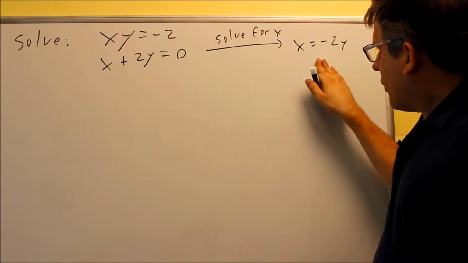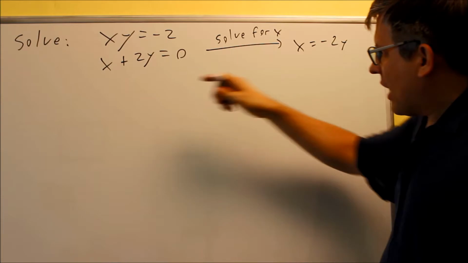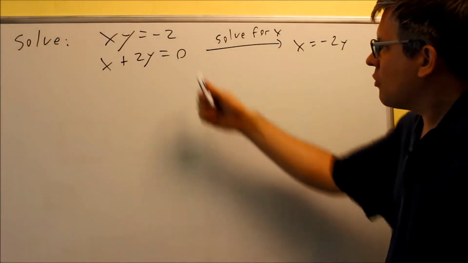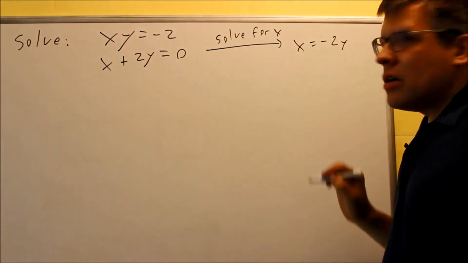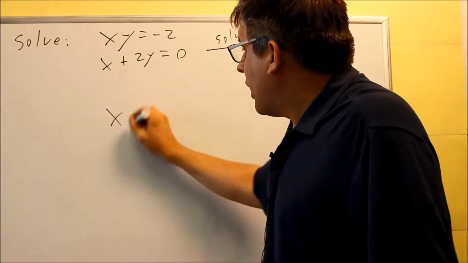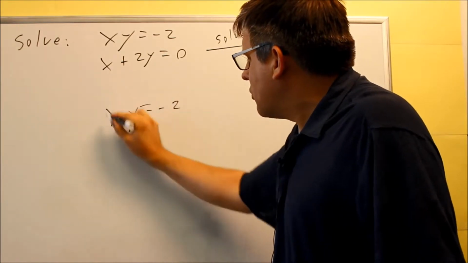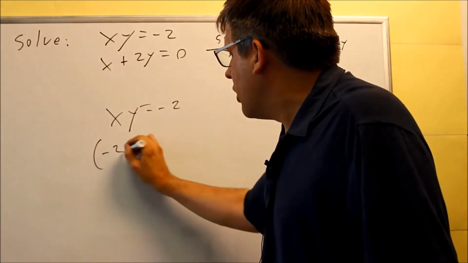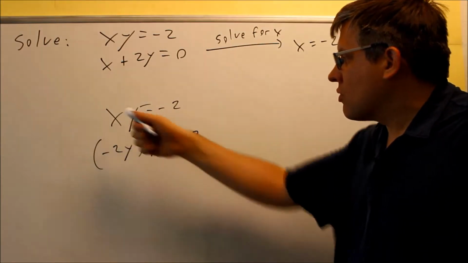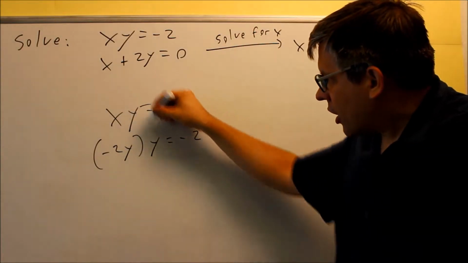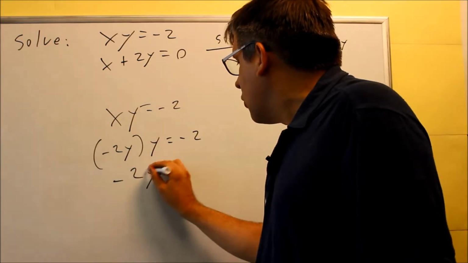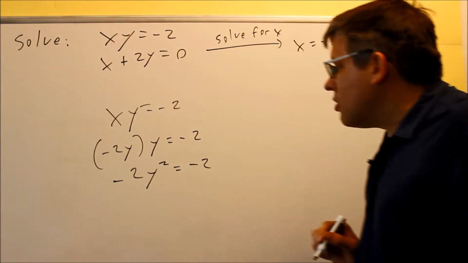Now that I've solved this one, I'm going to take this and put it back in here for the first equation. I have x times y equals -2. The x is -2y. So normally I would have xy equals -2, and I'm going to take out the x, replace it with -2y. So now I have that. I have -2y goes in there for x. I have the y that comes down from the original one, so now I get this. I get -2y squared equals -2.